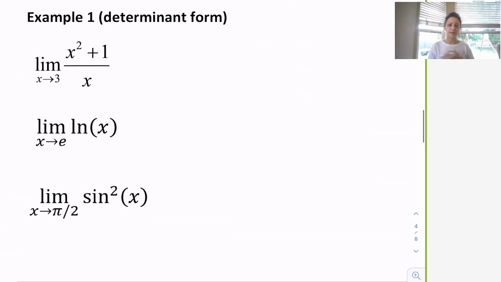So here's example 1. These are all determinate form. In other words, when I plug that value in for x, I'm going to get a nice number, okay? I don't have to do more. So I'm actually going to force a pause on your screen. Go ahead and write these down and try them on your own, okay?